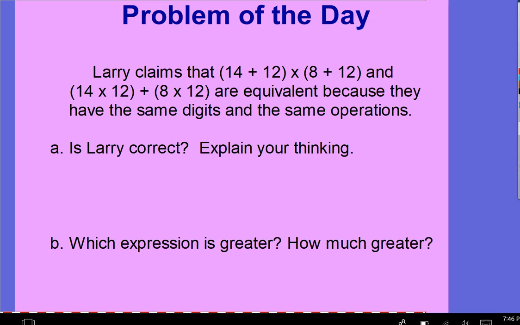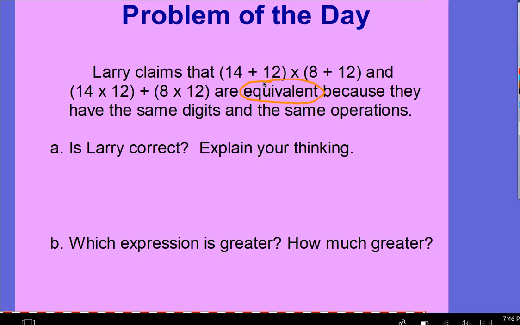Okay, so let's refer back to our problem of the day. Larry claims that 14 plus 12 times 8 plus 12 and 14 times 12 plus 8 times 12 are equivalent or equal. That word equivalent means equal because they have the same digits and the same operations. Okay, so I do see 14s, 12 both times, 8 and 12 both times. They're multiplying and they're adding. So, is Larry correct? And explain your thinking.